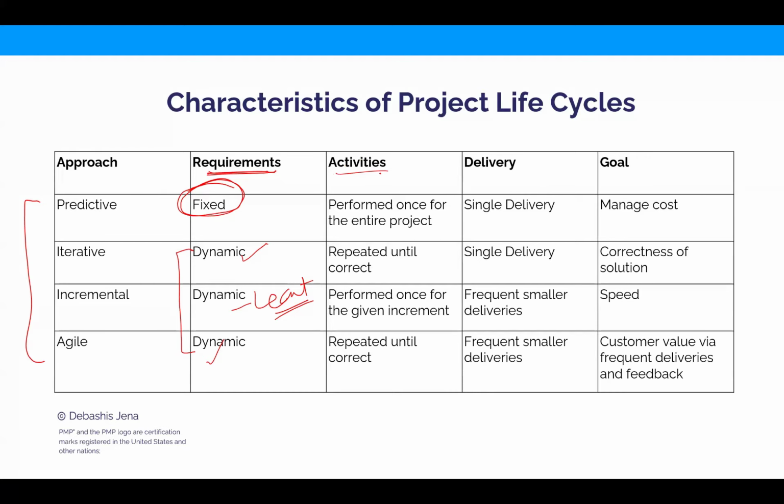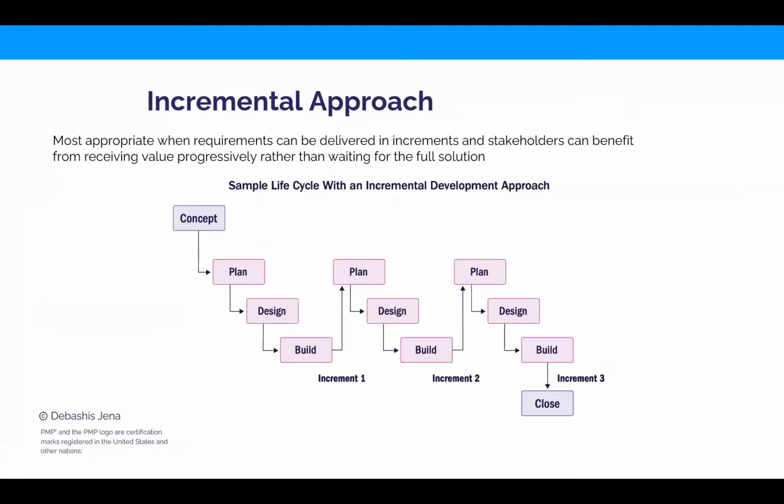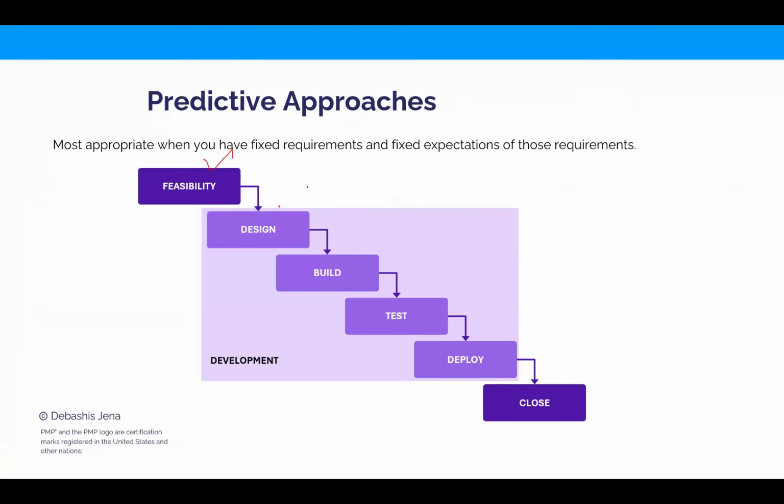Then take a look at activities. See what it says. In predictive, activities are performed once for the entire project. You know what I mean by activities? I'll show you. 1 minute. Look at this. By activities, I mean these: feasibility, design, build, test, deploy. You do them once for the entire life cycle, meaning you complete your design, then you jump to build. After you build it, then you go to test. No coming back. Point is, you don't come back and redesign.